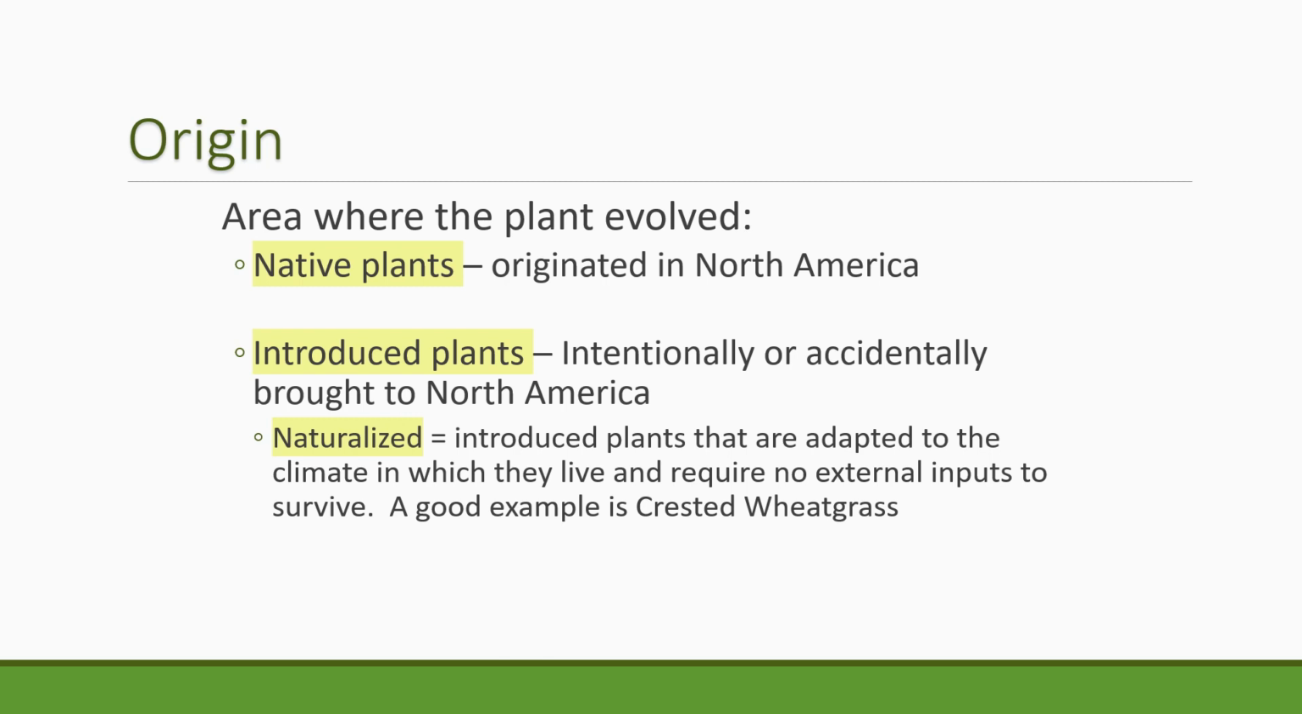Origin is where a plant evolved. Where did it come from? If a plant has always been in the United States, if it originated in North America, we call it native. It's native to our continent.